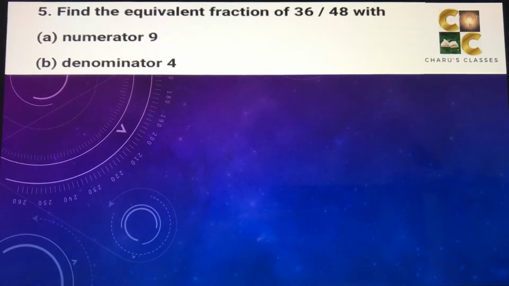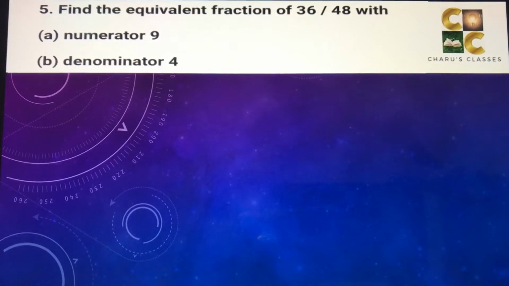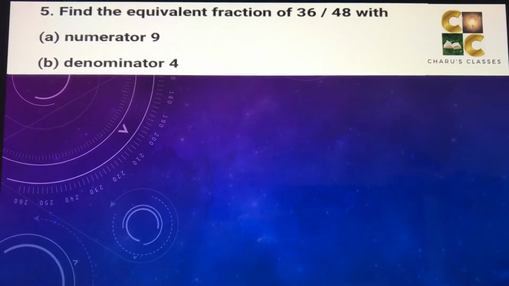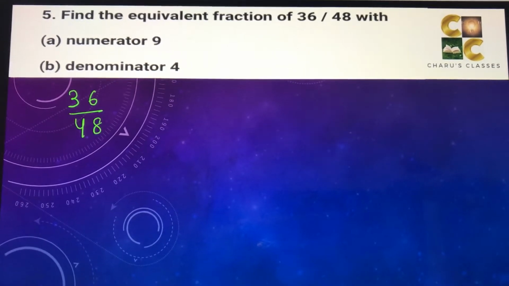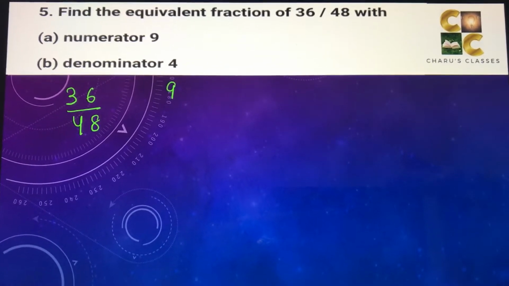Let's do exercise 7.3, question number 5. Fractions. Find the equivalent fraction of 36 by 48 with numerator 9.